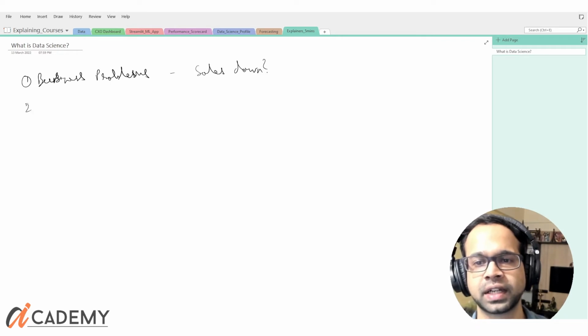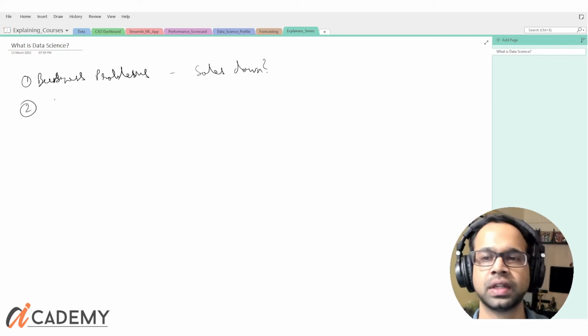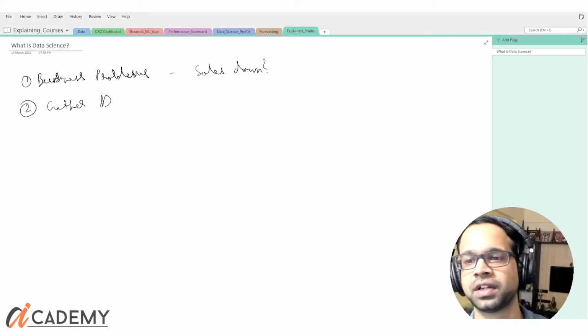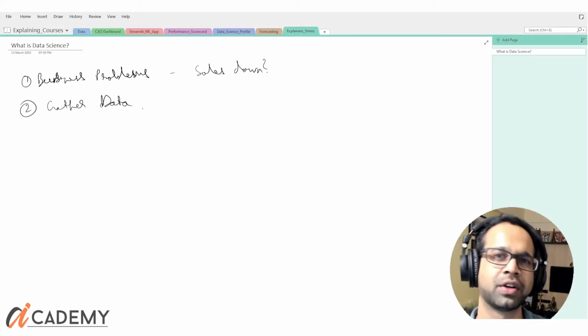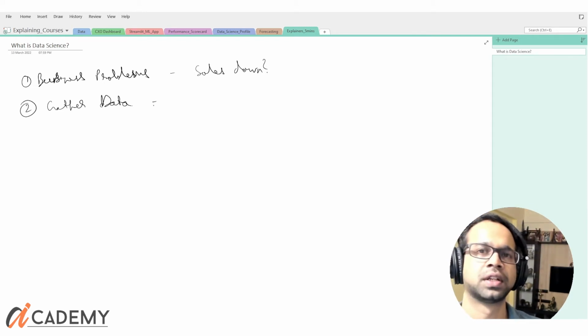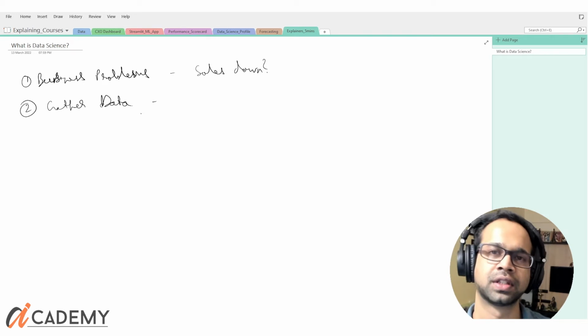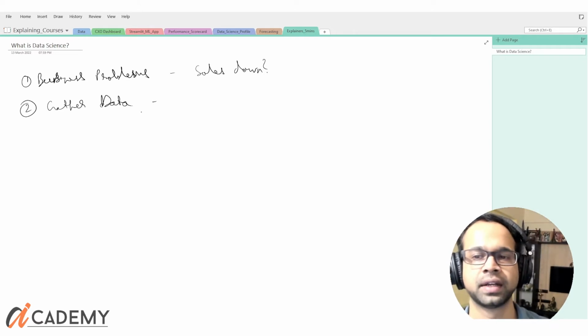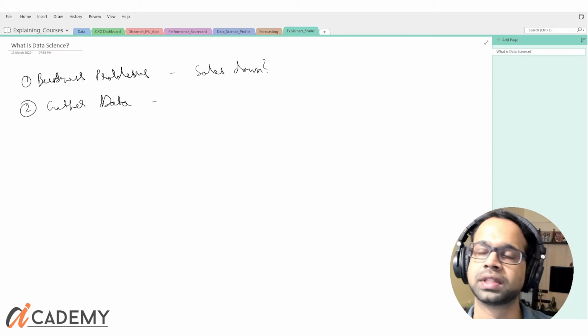Then, on the second stage, what he will do is try to gather the data that is relevant to this particular problem. Now, why do we gather data? We want to check which department is doing good sales, which city is doing good or bad, which products are doing good or bad, which product category is doing good or bad. And so we try to gather as much data as possible around the sales information.